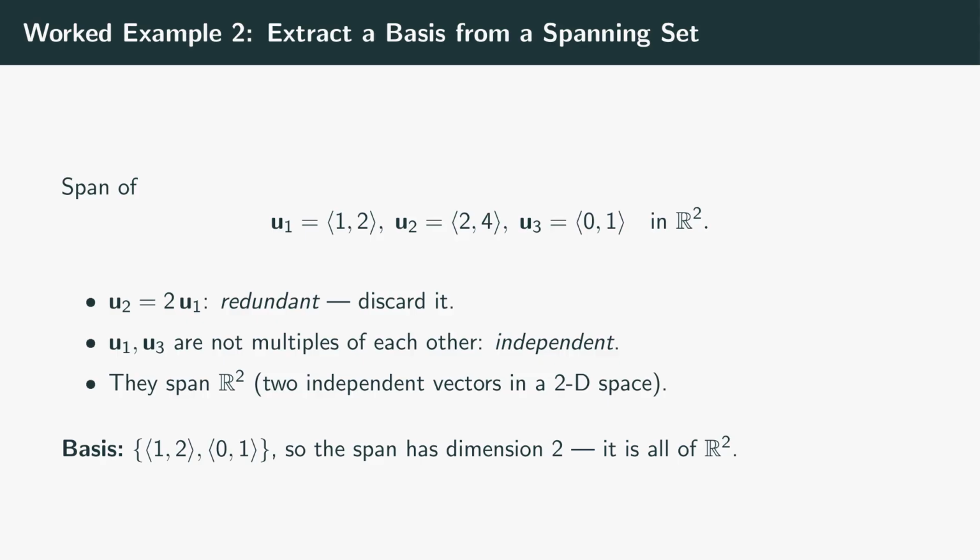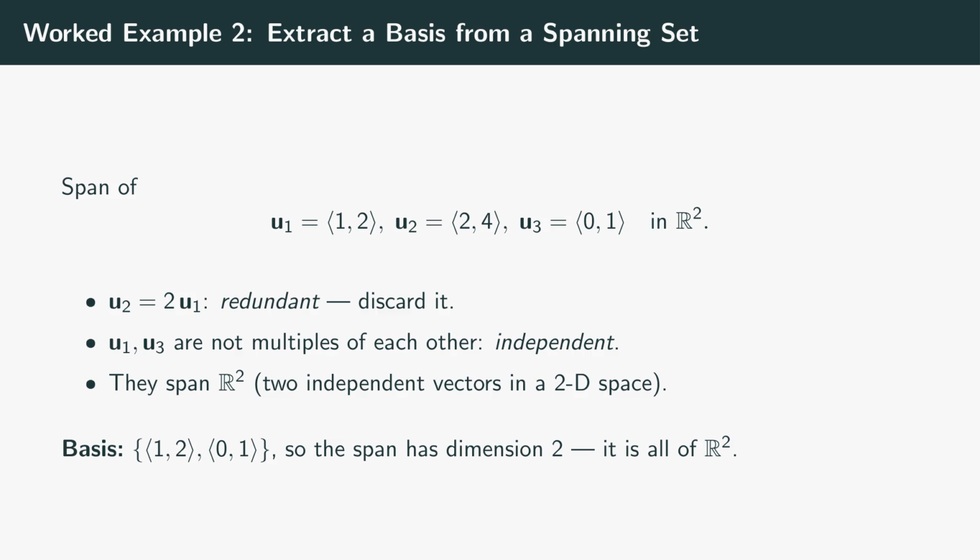Second worked example, trim a spanning set down to a basis. Start with 3 vectors in the plane, u1 equal to 1, 2, u2 equal to 2, 4, and u3 equal to 0, 1. These 3 certainly span their span, but they may carry redundancy. Look closely, u2 is exactly 2 times u1, same direction, just longer. So u2 is redundant, it adds nothing the others do not already reach, and we discard it.